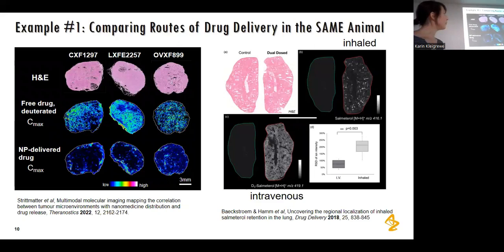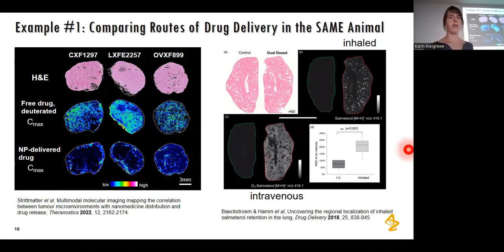So just to give you examples of the type of things we worked on at AstraZeneca. This is a very nice, elegant way, I think, of comparing different routes of delivery. So here we've got, for instance, in 3 different tumor models, deuterated free drug versus non-deuterated, so normal drug that got delivered by a nanoparticle. And you can see here in the exact same tissue section, the same imaging run, how the nanoparticle delivery changes the distribution pattern of your drug.